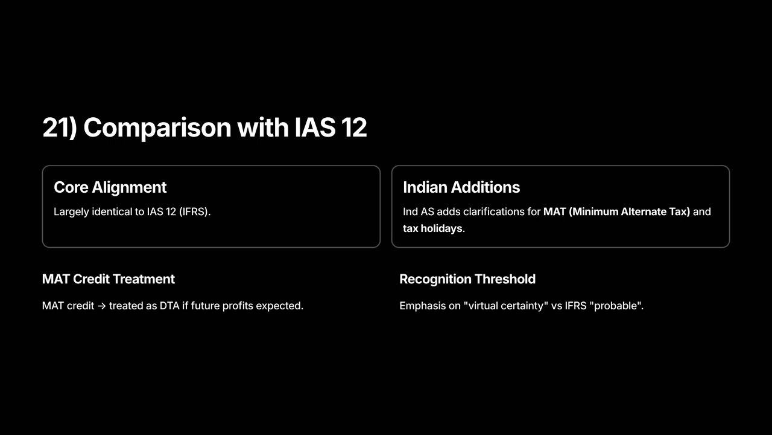Comparison with IAS 12. IND AS 12 is almost identical to the international standard IAS 12. The main differences: IND AS 12 adds clarifications for MAT, or minimum alternate tax, and tax holidays. It also uses a stricter threshold for recognizing DTAs, requiring virtual certainty, whereas IFRS only says probable. So, IND AS takes a slightly more conservative approach.